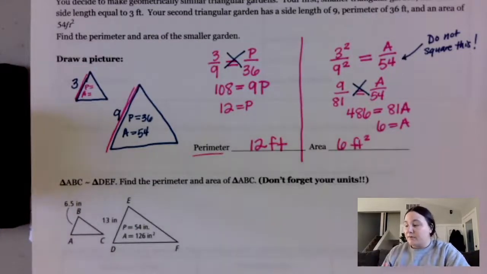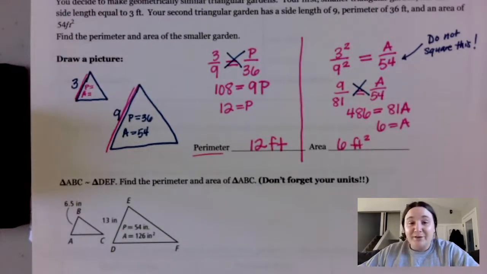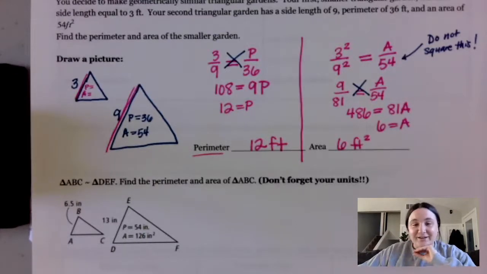I know this was a little bit of a longer video, but it did cover both the 2.0 and the 3.0. And so I hope that you have a solid understanding of perimeter and area ratios.